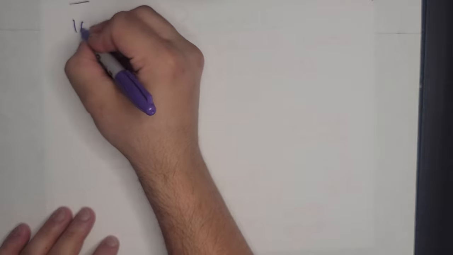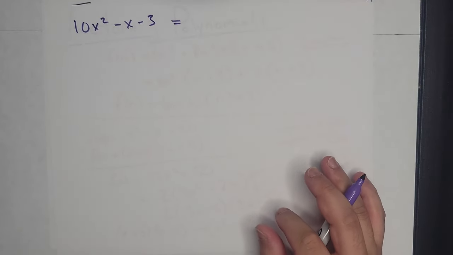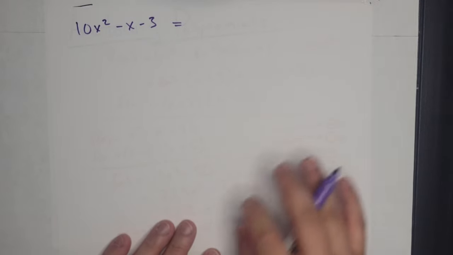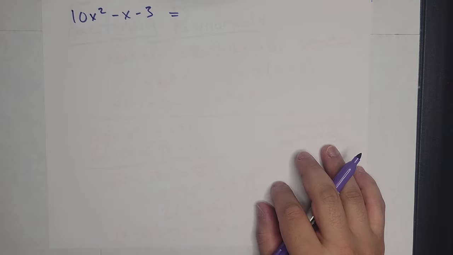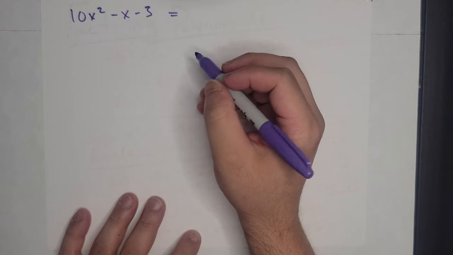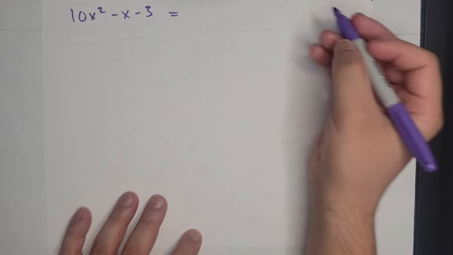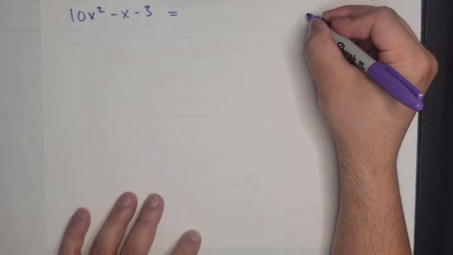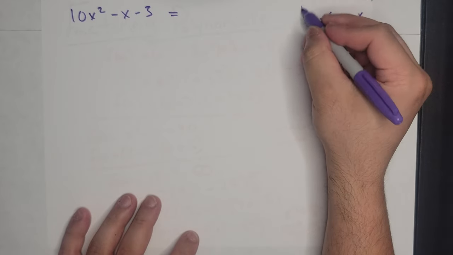Let's continue. Let's do another one. Let's do... to go about this, but in this case we're going to do something called splitting the middle term. When we look at this we see that we don't have any common factors, so what we can do is take this middle term and split it. So, I know that 5x minus 6x is equal to negative x, so instead of writing that, I'm just going to write that.